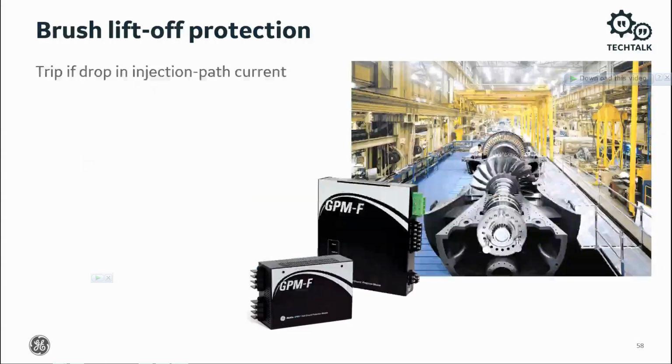A brush liftoff condition prevents the field ground detector from operating. The relay senses a liftoff condition by calculating the RMS value of the ground current. Normally, it has a non-zero value from the capacitance in the field winding. A drop in this signal indicates an open circuit in the injection path. The field ground undercurrent feature detects this condition.